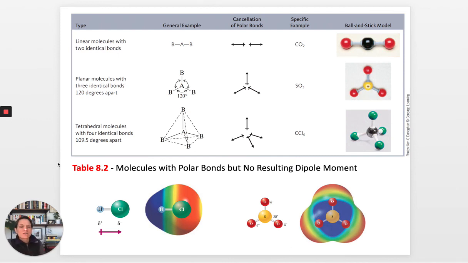Okay, so this is just another illustration of the way that those can cancel each other out. So this was the carbon tetrachloride that I just drew. This is a nice ball and stick model. The lab is all about looking at these ball and stick models. If we were in person, you'd be able to actually manipulate them in space.